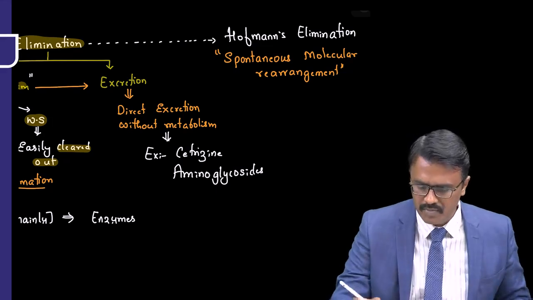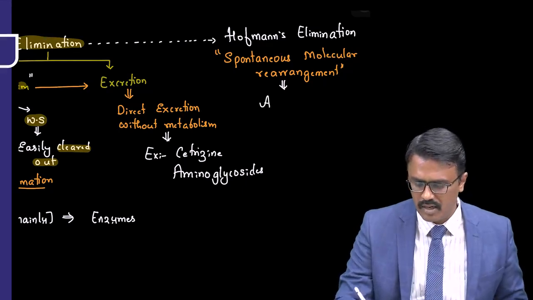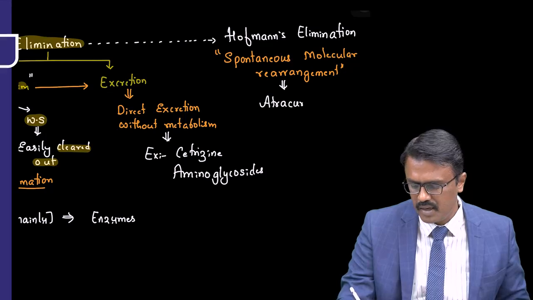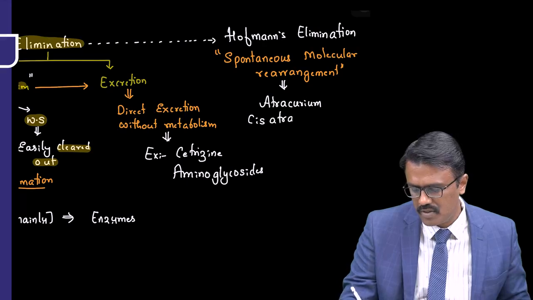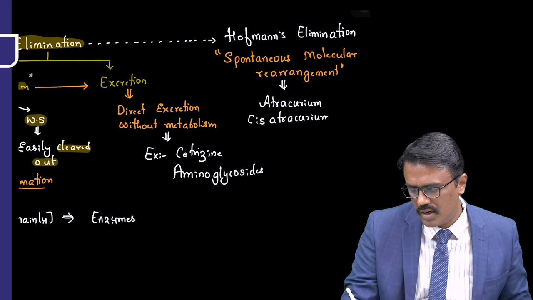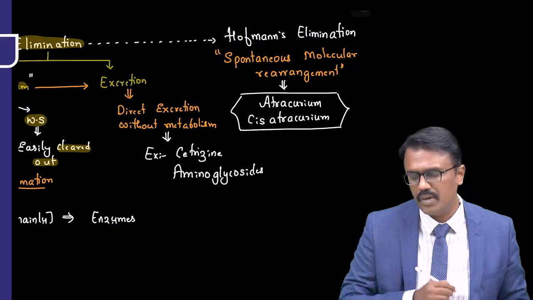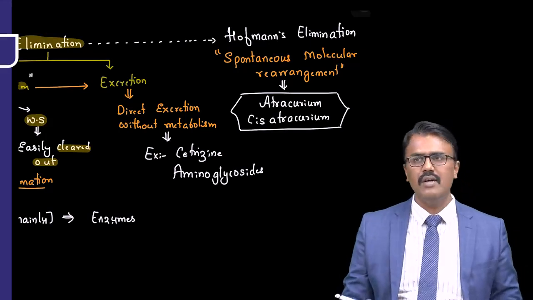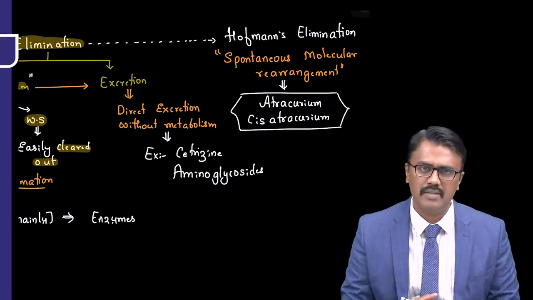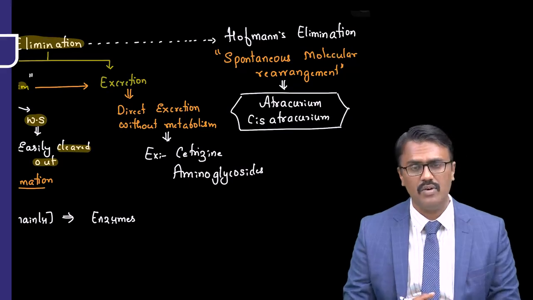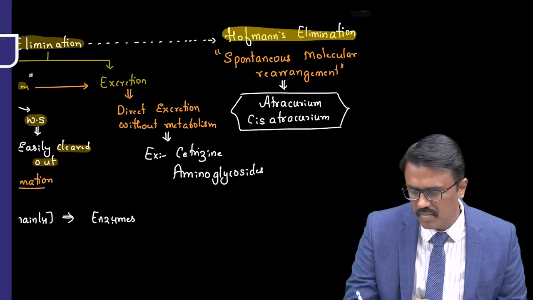So this is a special type of metabolism, an elimination process for two drugs. One is called atracurium and one more is called cis atracurium. So they undergo Hoffman's elimination. The specialty is they don't depend on the liver or kidney for elimination. So the question here is, are they safe in liver failure? Yes. Are they safe in renal failure? Yes. So this is a special type of elimination called Hoffman's elimination. Please mark it.